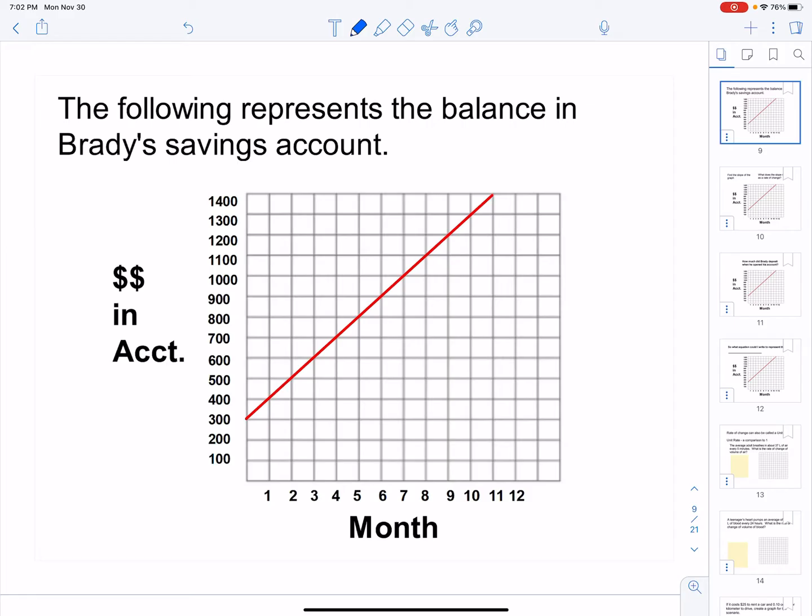Okay, so we look at our axis again. Our x-axis is months. So we've got 1 month, 2 months, 3 months, 4 months, and so on. And on the y-axis, we've got the amount of money in the account. So 300, 400, 500, 600, and so on and so forth. So that's kind of what we understand. And it looks like there's a steady climb of our graph. It just continues to go straight up, so it makes a linear pattern.